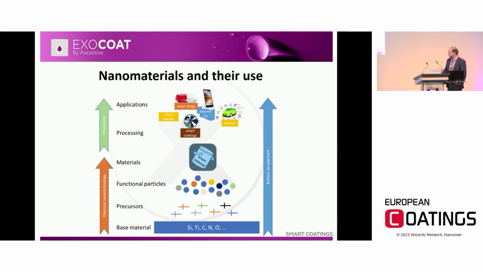So nanomaterials are based on base chemical materials, basically. You make them into precursors. These precursors form into particles or in two-dimensional sheets or in supramolecular structures. And then you process them and you come into end application as smart textiles, as smart drugs, as electronic sensors, or smart coatings that you can deposit on any material you like.